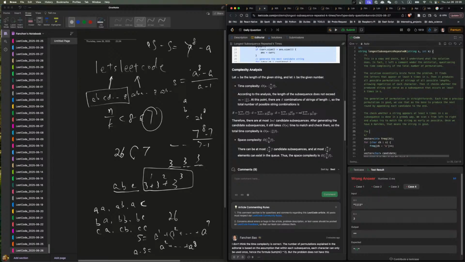The total runtime, the time complexity in my book, should be O(n times m to the power of m), where m equals n divided by k, which in this problem does not exceed 7.